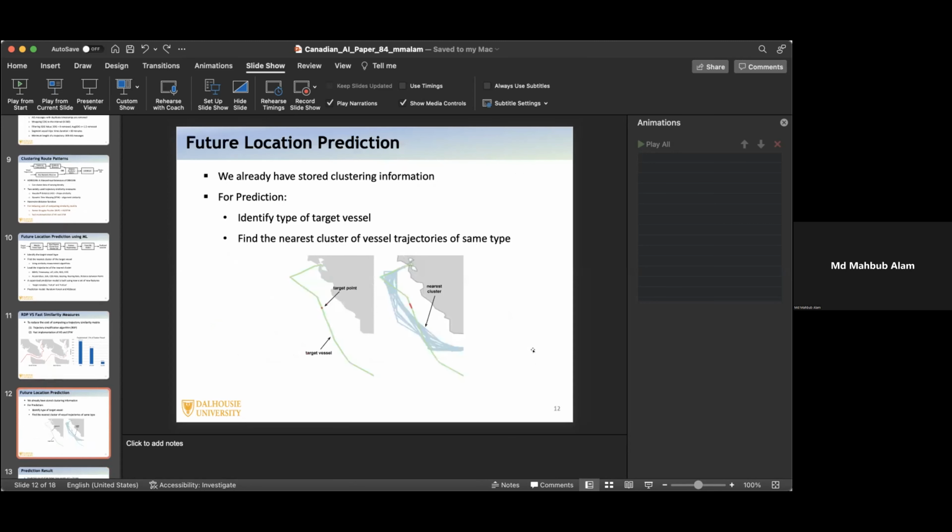Now we have a database. So as I said, we need to find the type of the target vessel. In our case, we already have a vessel type attribute, so we use the vessel type attribute here. To find the nearest cluster of trajectories of the same type, we randomly select a point of the target vessel trajectory, and we use the last 1 hour of the trajectory of the target vessel to find the nearest clusters. For example, for this case, this is the nearest cluster of this target vessel.